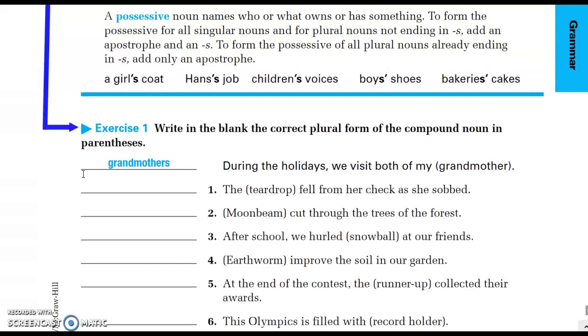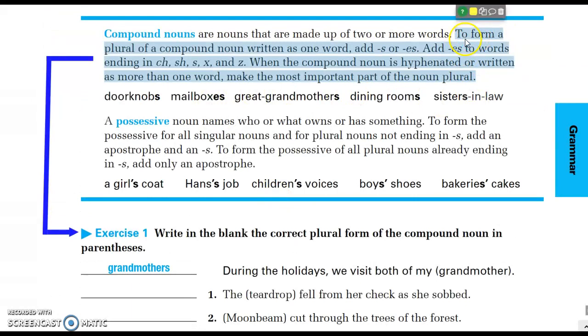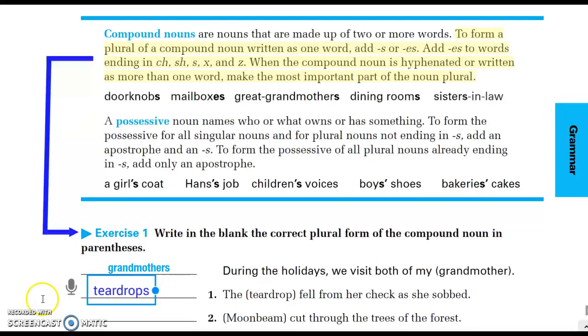Let's do a couple of them together. 1. The teardrop fell from her cheek as she sobbed. When I look at the word teardrop, I notice that the directions say to form a plural of a compound noun written as one word, add s or es, unless the word ends in ch, sh, s, x, or z. This word does not end in any of those letters, so I know that all I have to do is add an s. So I will write teardrops. And I have completed that successfully.